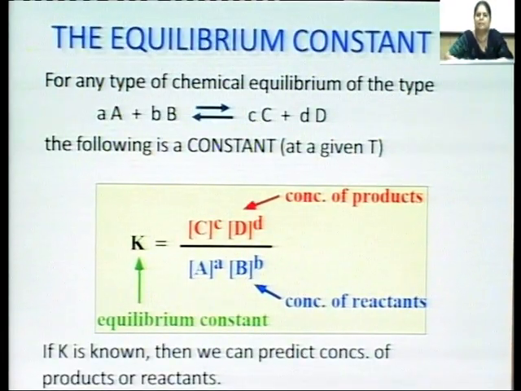So, we can say that for any type of chemical equilibrium of the type, the following is a constant at a given temperature T. Now, as we vary the temperature, the value of the equilibrium constant will change. The value of the equilibrium constant does not depend upon the initial molar concentration of the reactants or the products.